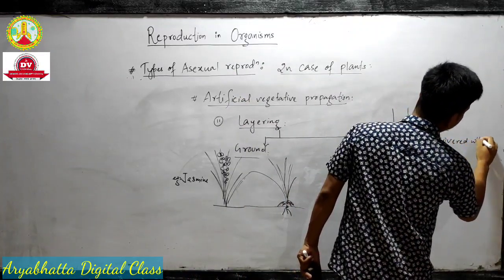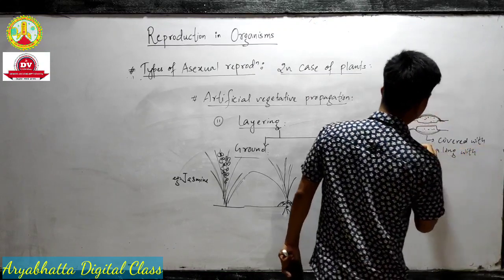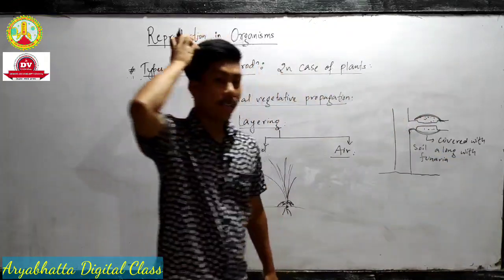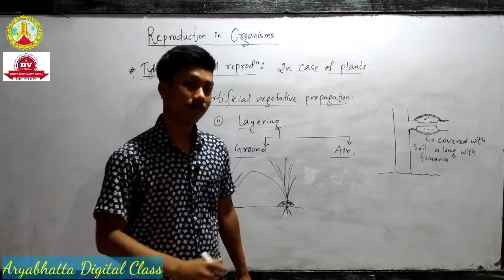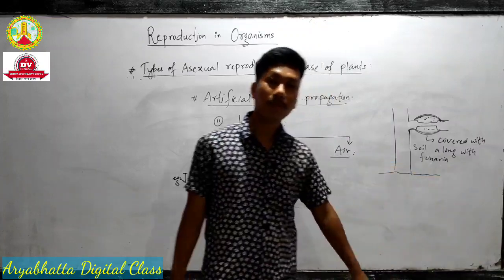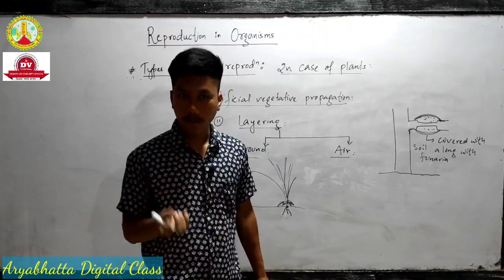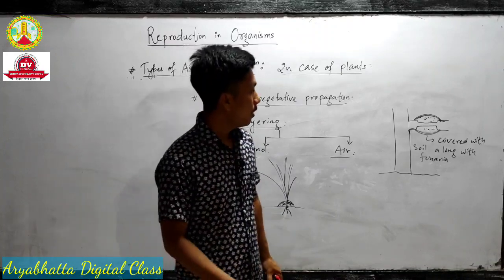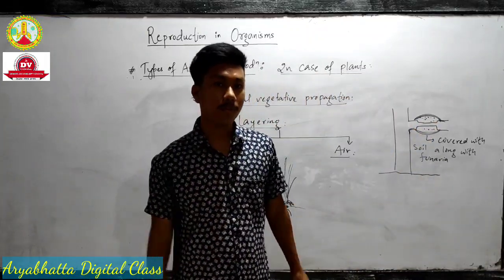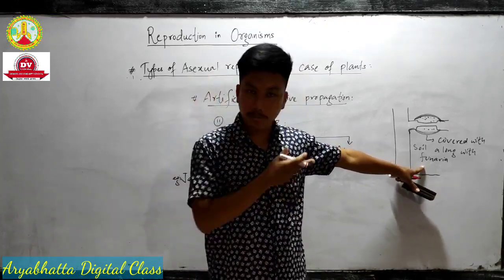It is covered with soil along with Funaria. What is Funaria? Funaria is a bryophyte. You have forgotten, I know. What is its role? What is its function? Funaria helps in the absorption of moisture from the environment. That is its function. So we covered that cut part with soil along with the Funaria. The reason we added Funaria is that it helps in the absorption of moisture from the environment.